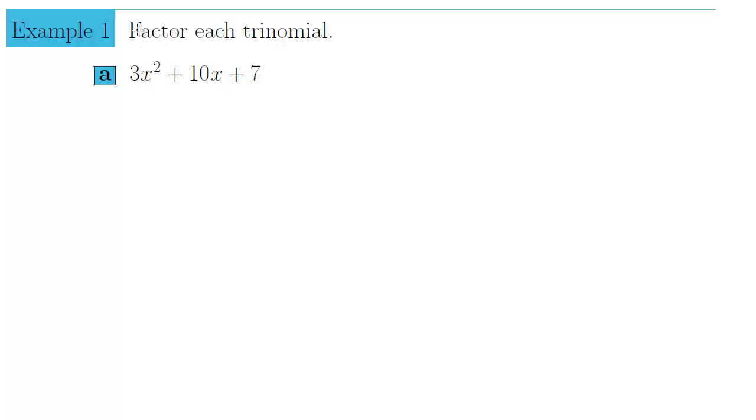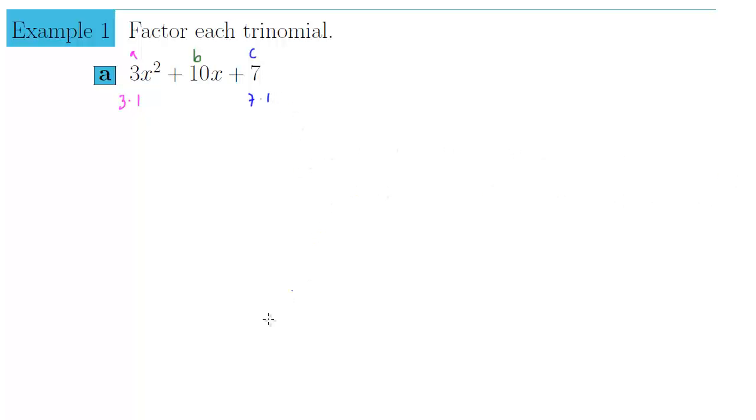Right? And the steps to reverse FOIL are first to write all the factors of the a coefficient. So this is a, this is b, and this is c. The factors of the a coefficient are only 3 and 1. It's the only way you can break down 3. For the c coefficient, since it's a prime number, the only factors here are 7 and 1.